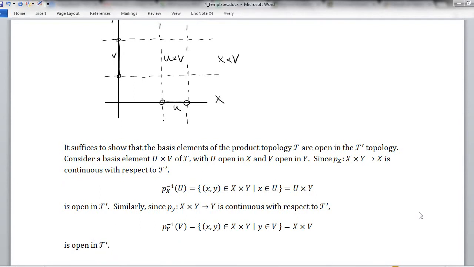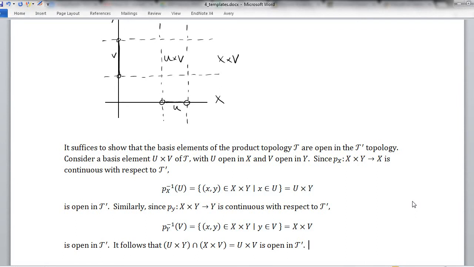All right, well, what I really want to show is that U times V is open in T prime. Okay, but that's just the intersection of these two sets that I just proved are open. So we'll be done. It follows that U times Y intersect X times V, which is equal to U times V, is also open in this topology T prime. Okay, so any base element of T is open in T prime, therefore T is contained in T prime.